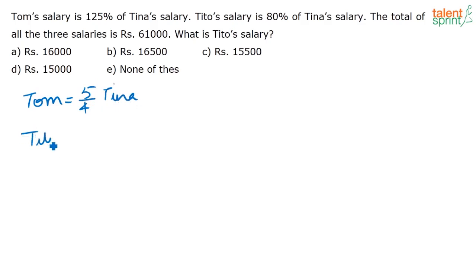Similarly, what is Tito's salary? Tito's salary is 80% of Tina's salary. So 80% is 80 by 100, or that is equal to 4 by 5 of Tina's salary.